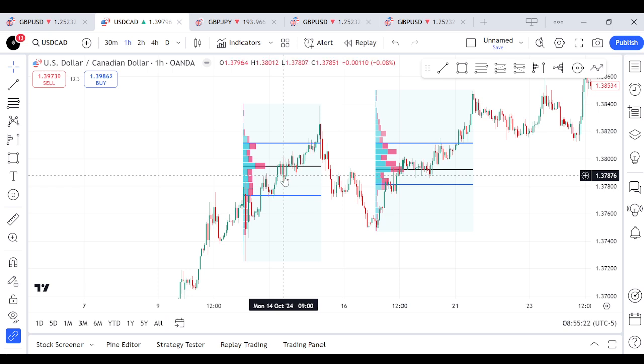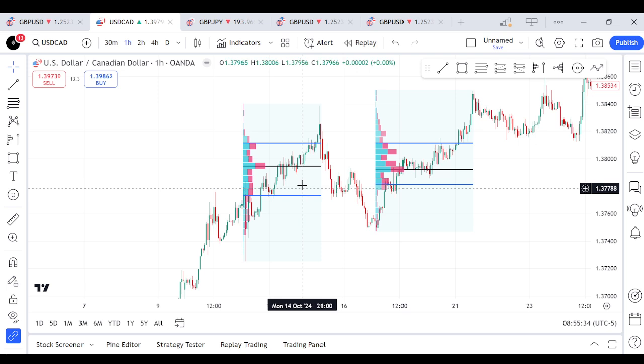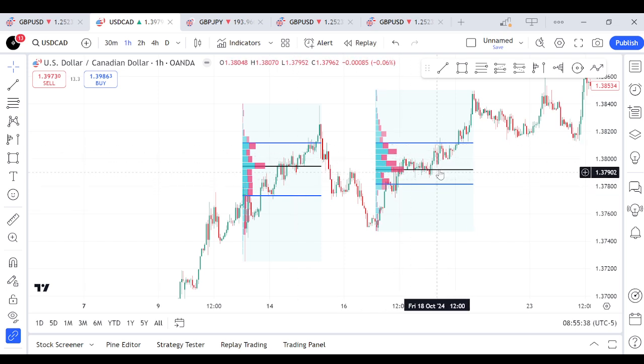And the value area consists of two key levels: the value area high, the upper blue line, and the value area low, which is the lower boundary, the lower blue line. So within this area, 70% of all trading volume took place. Same thing with this one. This is where 70% of all trading volume took place within this time.